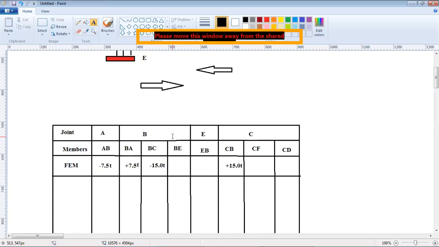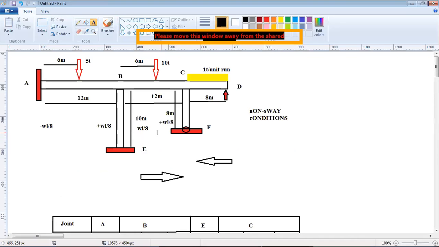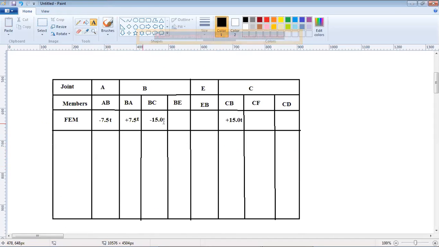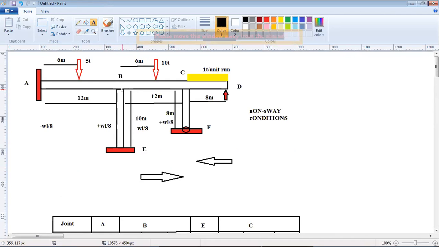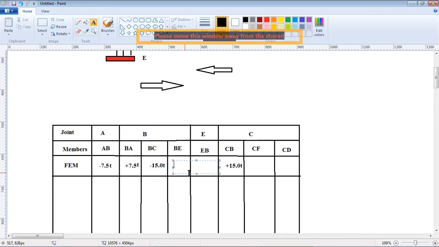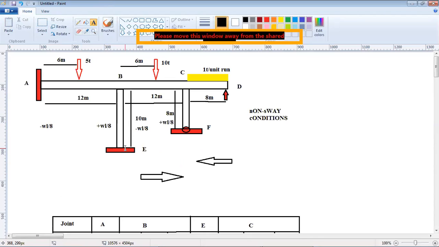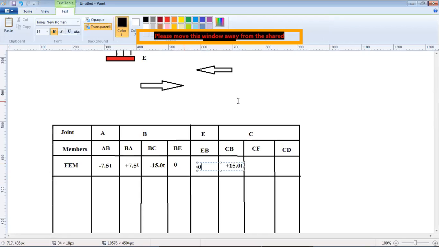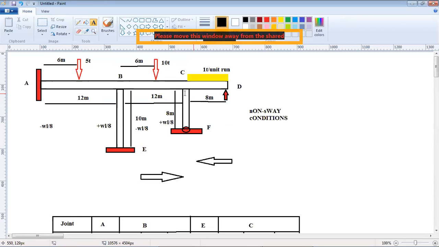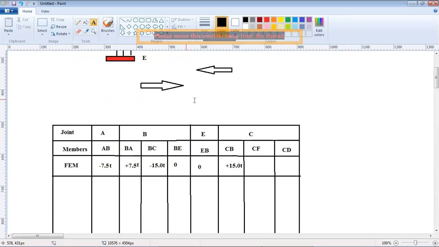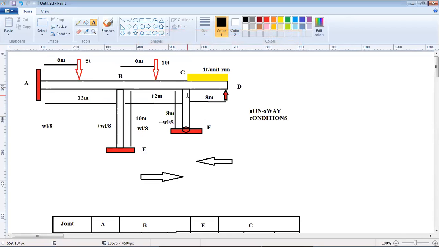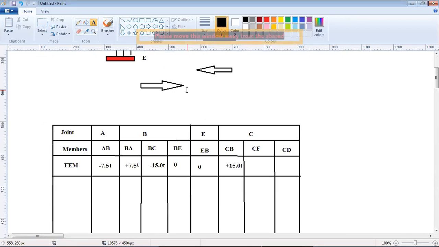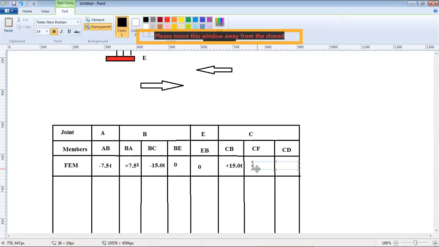So now for BE, there is no load acting on element column BE laterally. So what will be the fixed end moment? At end B, it will be 0. Now for EB, what will be the fixed end moment at end E? Again, it will be 0. There is no lateral load acting on the column. Now for CF, at end C, because there is no lateral load, again CF would be 0.